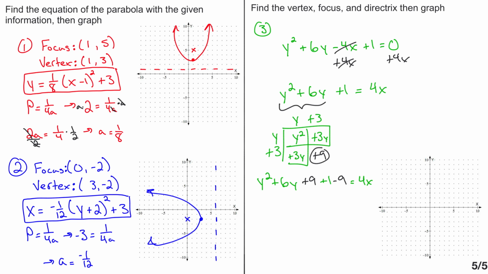I can utilize these first 3 parts to write the quantity that's being squared. That is y plus 3 squared. Positive 1 and negative 9 get me a negative 8, and that is equal to 4x. We're nearly there. I just need to divide everything by 4.